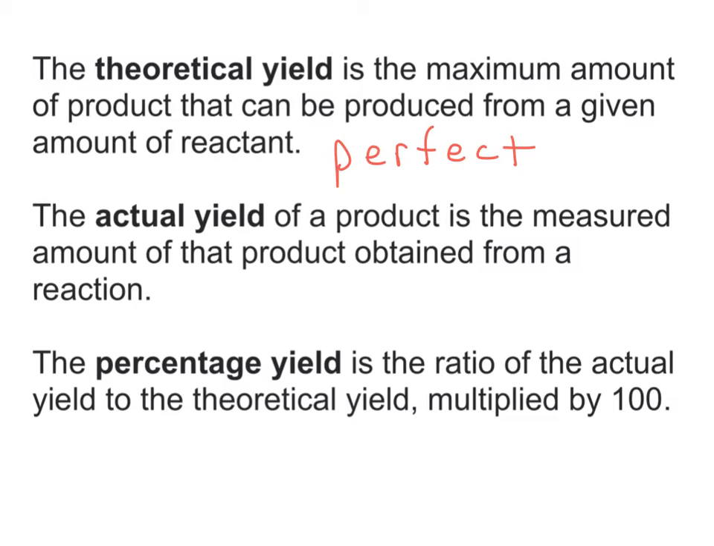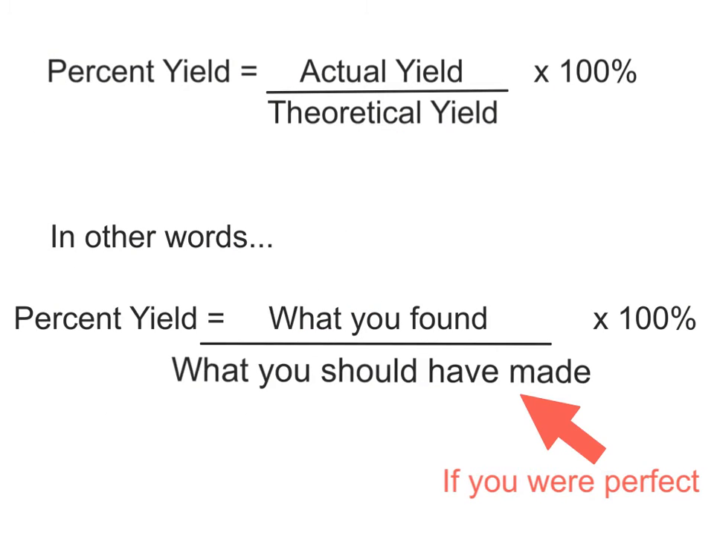In contrast, your actual yield is the measured amount of product that was obtained from the reactions. This is what you actually got. This has to be given to you in the word problem. The percent yield is the ratio of the actual yield to the theoretical yield, multiplied by 100. So our formula for percent yield is actual yield divided by theoretical yield times 100. Or in other words, what you found divided by what you should have made times 100. And notice that what you should have made is if you were perfect.